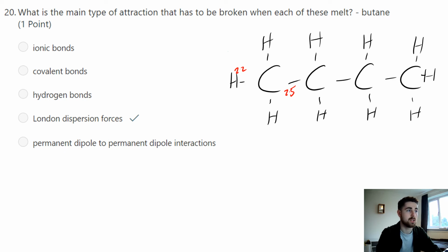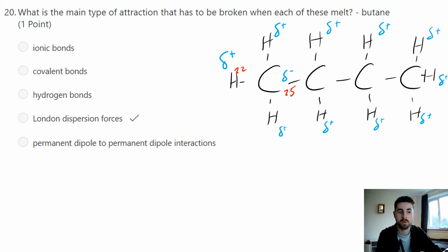So the hydrogen is less electronegative than the carbons, so the hydrogen will have a partial positive, and the carbon will have a partial negative. And if we draw all of those partial positive charges on the hydrogen surrounding the chain, you'll find that you have the same charge at all sides of the molecule. And when you have the same charge, you have a non-polar molecule.